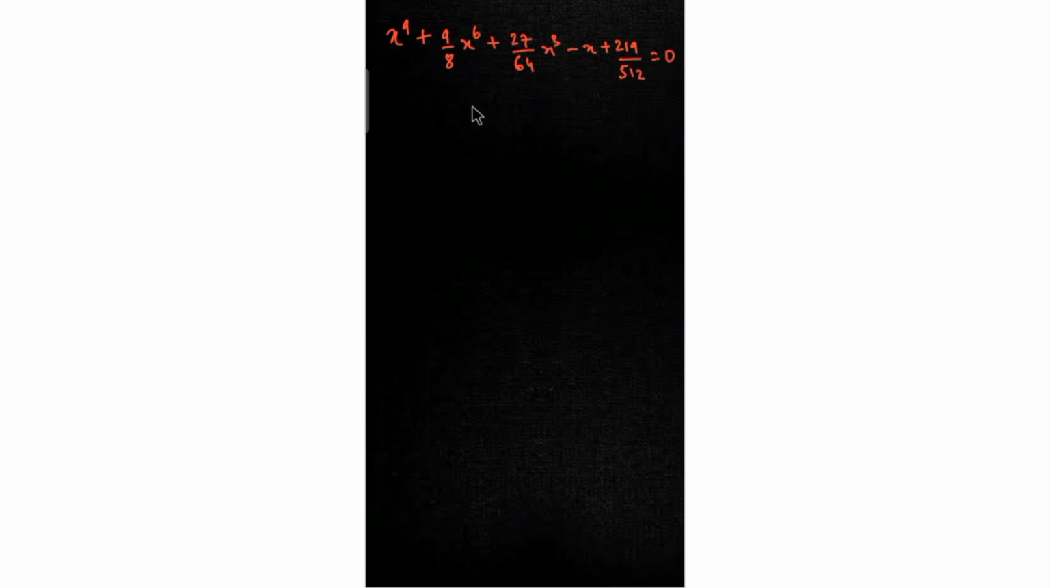First of all, we'll just take the LCM, so this becomes 512 into x power 9 plus 8 64s, so 9 into 64 into x power 6, plus 64 8s, so 8 into 27 into x cube, minus 512x plus 219 is equal to 0. So this is what I'm going to get. And now what could my next step be?